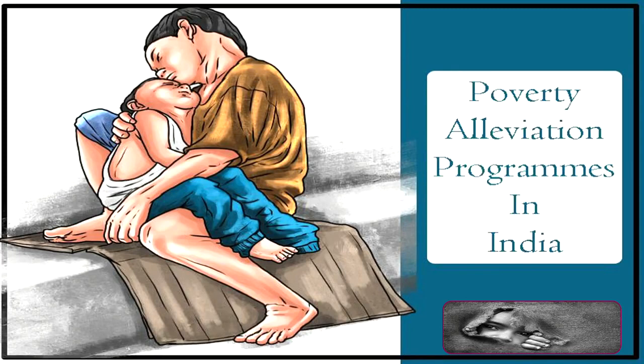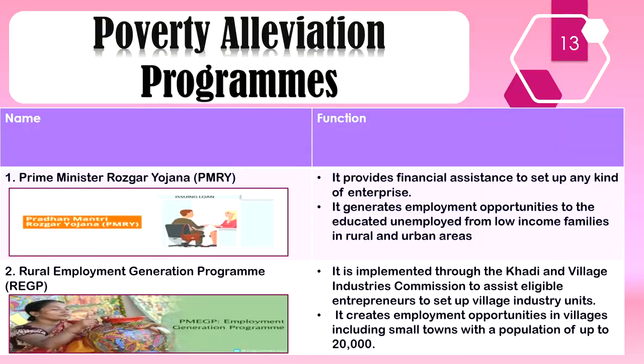Now we will learn about the poverty alleviation programs in India. The first poverty alleviation program was the Prime Minister Rozgar Yojana. Its function was to provide financial assistance to set up any kind of enterprise. It generates employment opportunities for educated unemployed from low-income families in rural areas and urban areas.